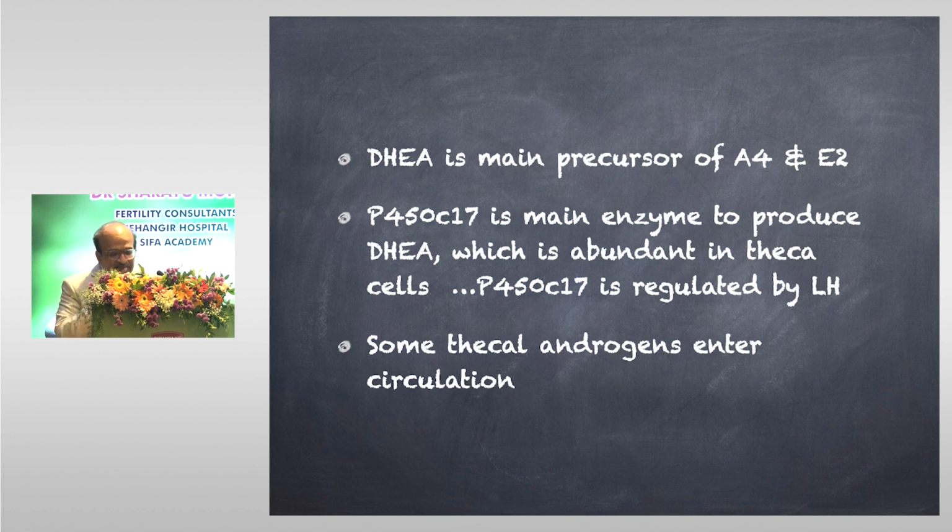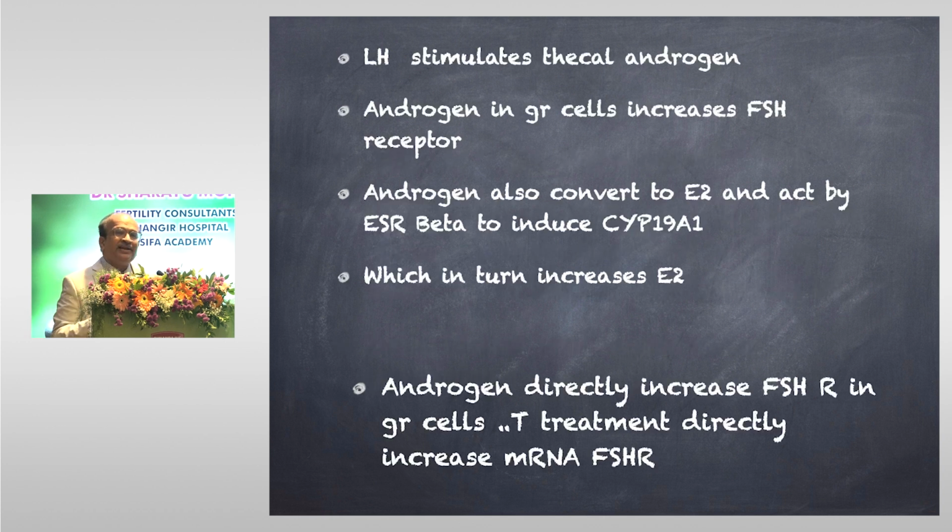The cytochrome P450 enzyme is the main enzyme to produce DHEA, which is abundant in theca cells, and that is regulated again by LH. So LH decides how much DHEA should come to a particular follicle. Some of the thecal androgens, because they are at the periphery, will enter the circulation. So even in women, we will have testosterone and androstenedione detected in the circulation.